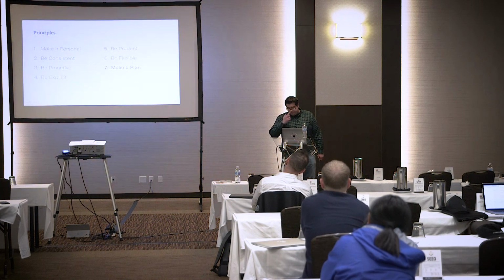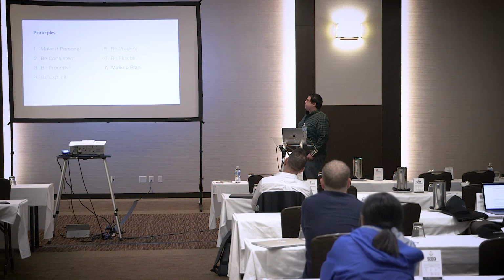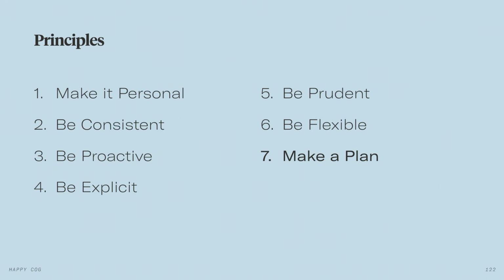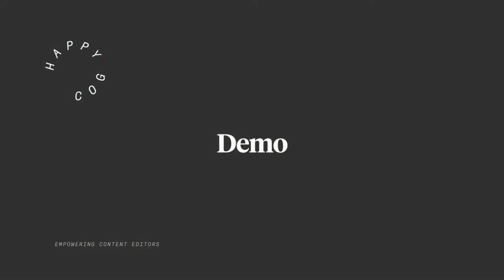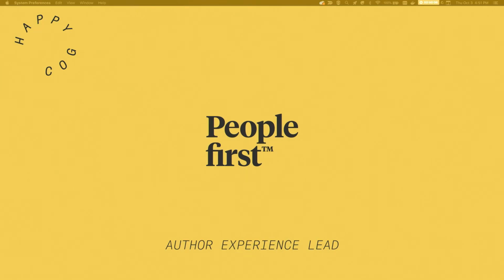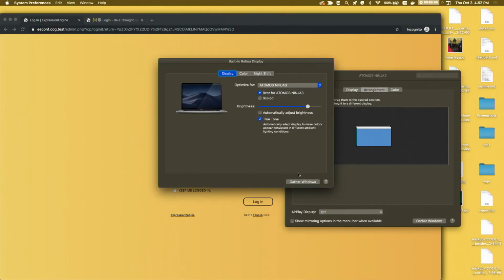So let's review our 7 principles. We want to make it personal, be consistent, be proactive, be explicit, be prudent, be flexible, and all of those lead into making a plan. So let's do a live demo, because those are always a good idea. And we're going to walk through 2 sort of demo sites. One's on ExpressionEngine, one's on Craft, of these principles.